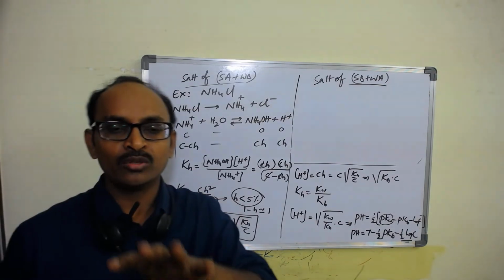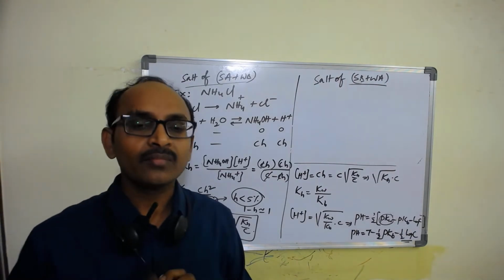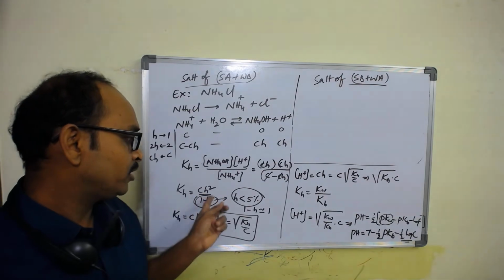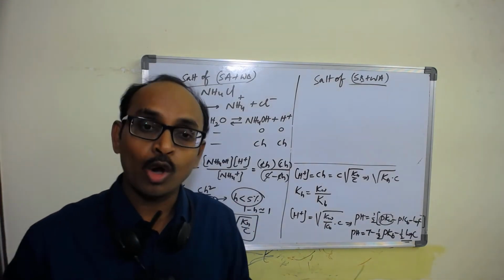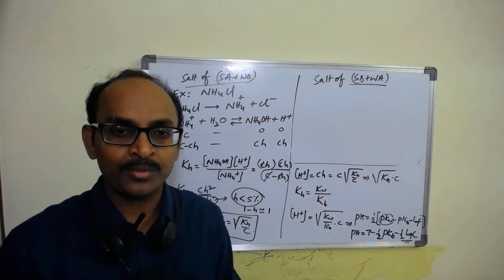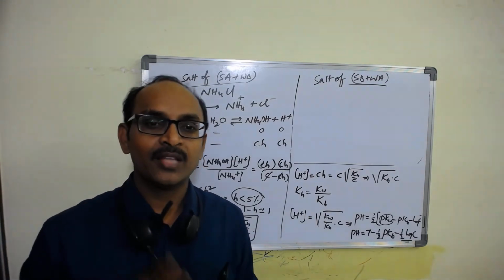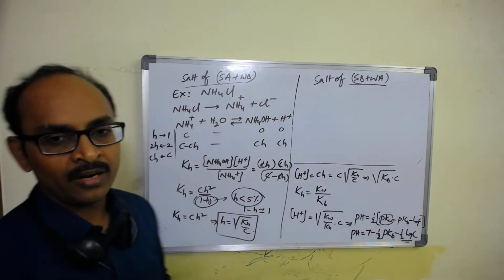We will do a question also. There is a question in 2008. One question has come in the IIT exam, where if you are not careful about this 1 minus h assumption, then you will get one wrong option. Options are given like that. Options are given to force you to make mistakes. That's why. So that also we will discuss. This is what for the salt of strong acid and weak base.